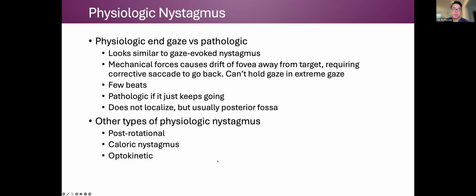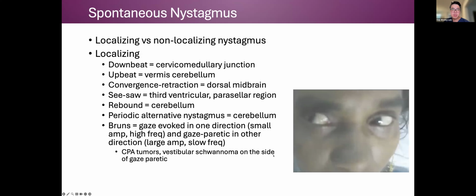And there are other types of physiological nystagmus too, like when you spin a patient, you do caloric testing and optokinetics. So when they're looking at some visual stimulation that is a little more chaotic, that could induce nystagmus. That's as opposed to spontaneous nystagmus, which is pathologic, and there are different types.